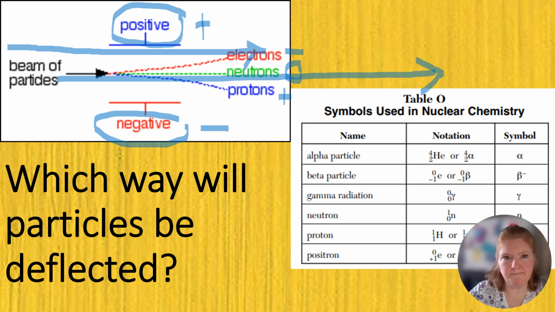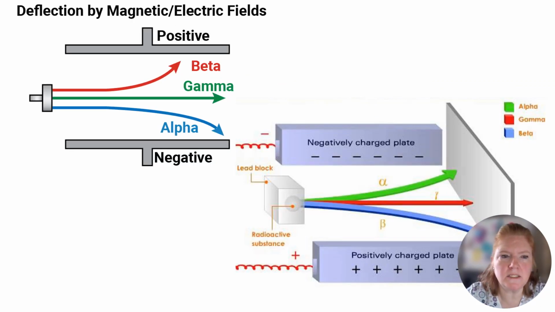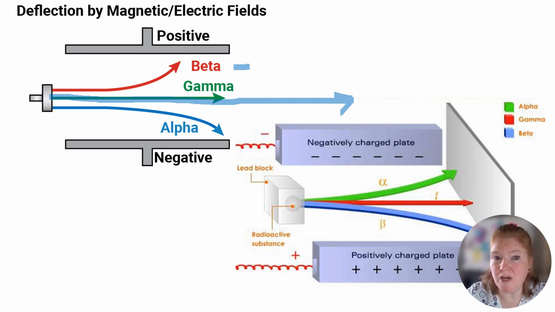So let's look at that. It would look like this. You see gamma with no charge, undeflected. Beta, which is an electron, has a negative charge, so it's deflected toward or attracted to the positive. And alpha particles have a positive charge, so they are deflected toward or attracted to the negative, right? Alpha, beta particles, and gamma, okay?